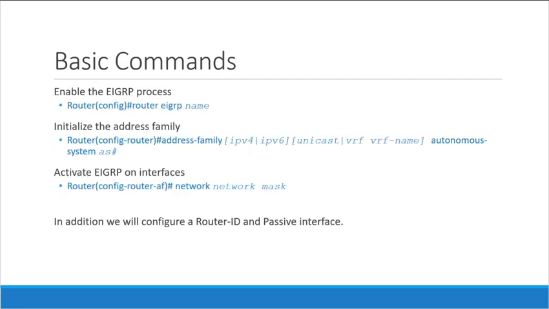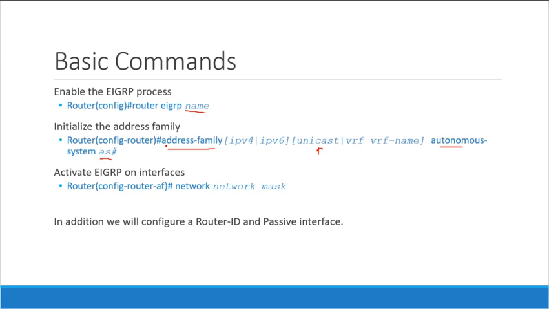When we look at trying to configure EIGRP named mode, we have just the basics here. The first thing we've got to do is enable our EIGRP process, and we do that with router eigrp and then give it a name instead of a number this time. Then we want to initialize the address family using the address-family command. We have options of IPv4, IPv6, unicast, and then our VRF name. Then we have to specify the autonomous system number that we're going to use. Unicast is used by default, so we don't have to specify that.